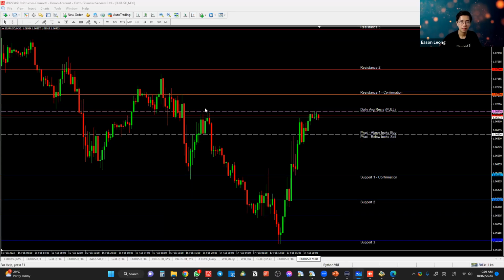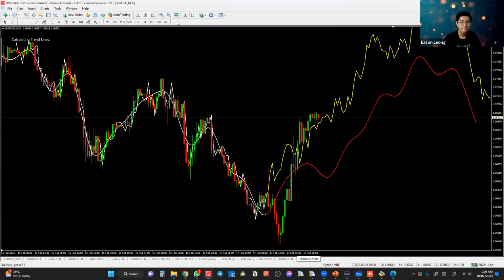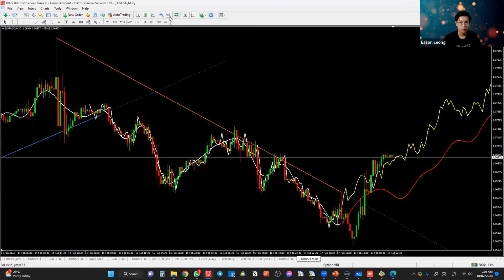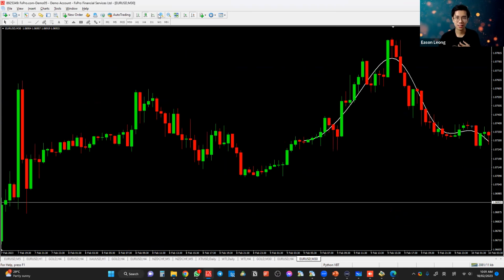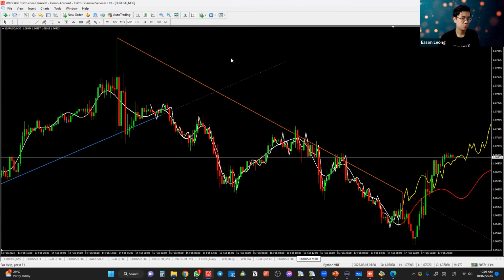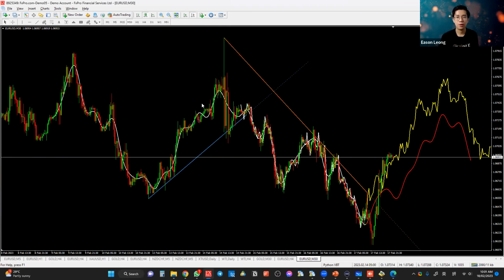Next one. Right click, template, go to basic SNR trading. Okay, just so you guys know, when I do analysis, I don't like to look into a big candlestick like this one. I prefer to have a zoom out view, something like this, so that I can see a big picture on a holistic view.